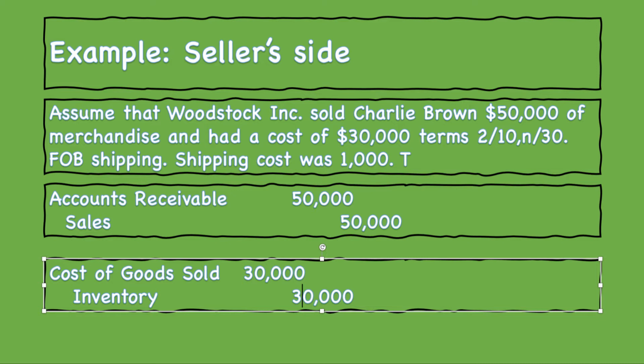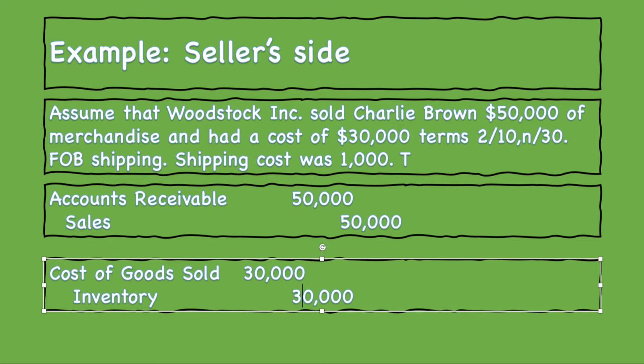So to book the cost of the transaction, we debit cost of goods sold, which is an expense account, and we credit inventory. That makes sense. Why does it make sense? Because we are selling inventory. Our inventory is decreasing, so we have to credit inventory. That asset is being sold, right?